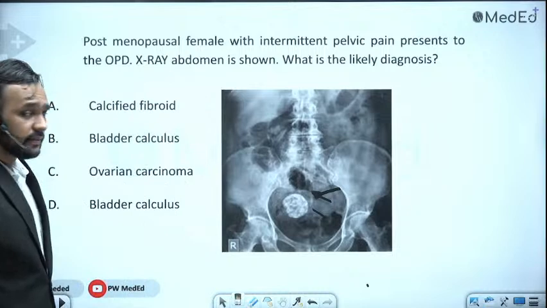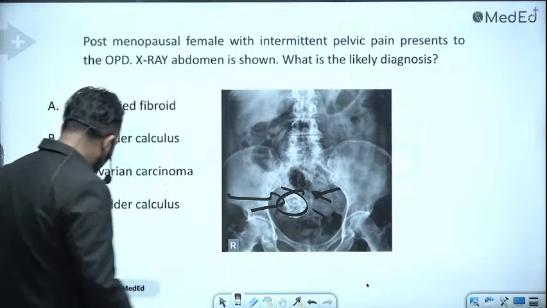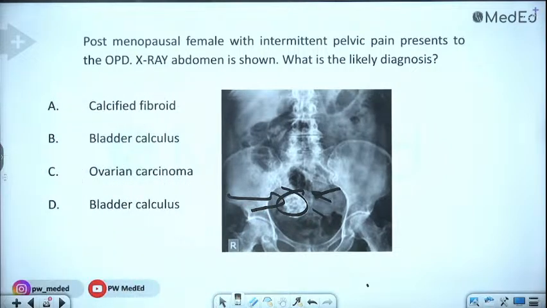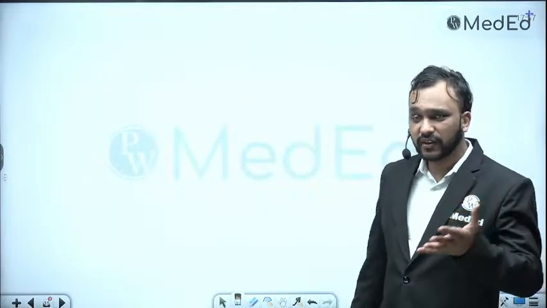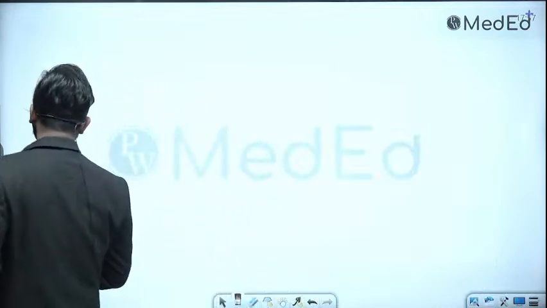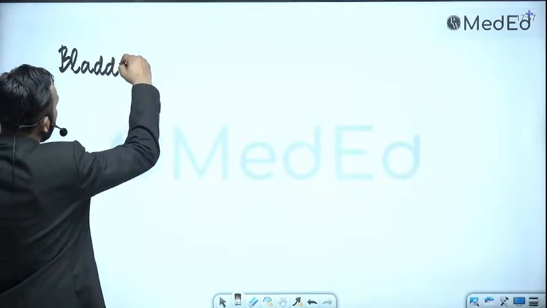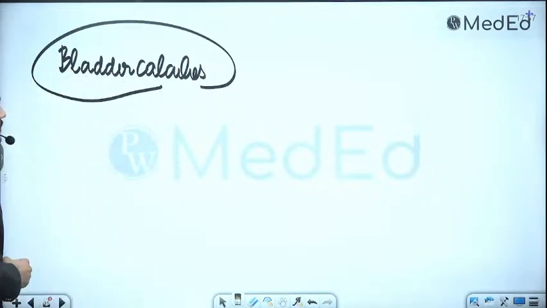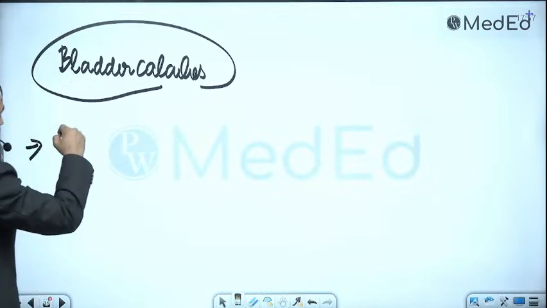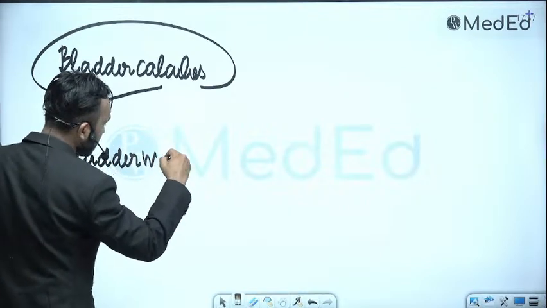Well-defined hyperdensity can be seen within the pelvis. Okay, and what are the possibilities? The possibilities are a calcified fibroid within the uterus. Then another important possibility is bladder calculus. A bladder calculus will not be as large as is shown in this image. Then you have to think about one condition, that is bladder wall calcification.